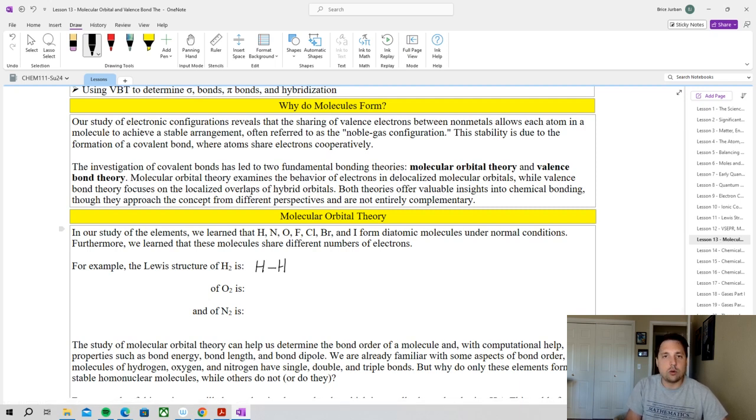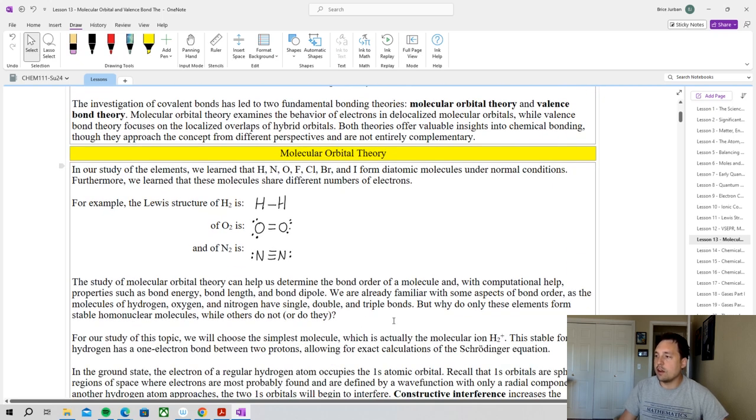Oxygen has 12 valence electrons, and in order for each oxygen to have an octet, they need to share 4 of them, and then the other 8 electrons are distributed around the molecule. And then for nitrogen, nitrogen has a total of 10 valence electrons. So in order for nitrogen to form a stable configuration, we need to have a triple bond between the nitrogens. So they share 6 of them. And then the remaining 4 electrons can go on the nitrogens like this.